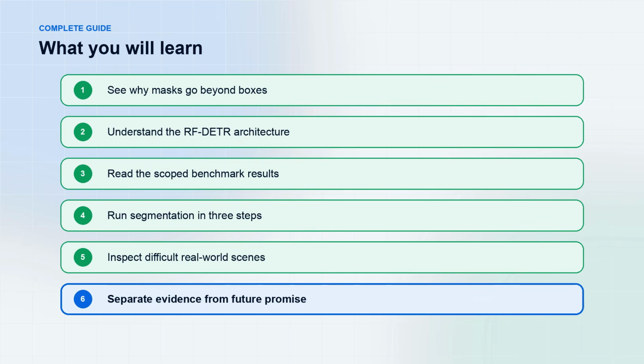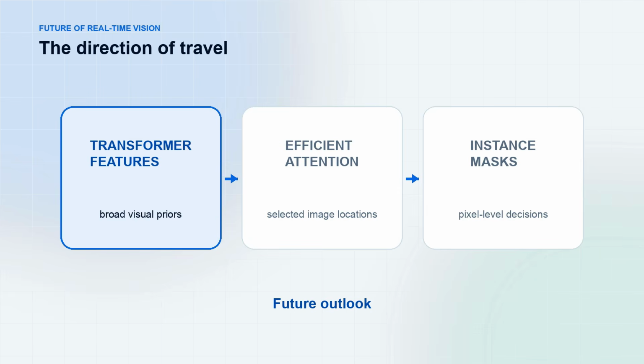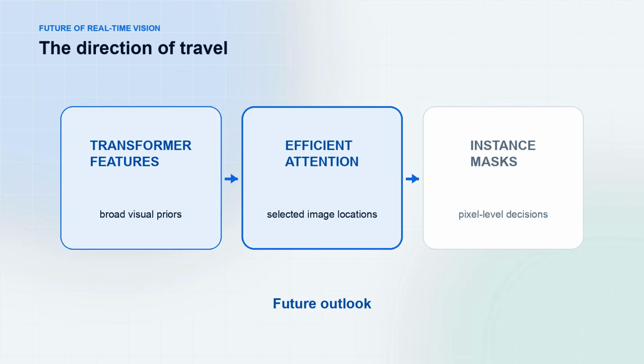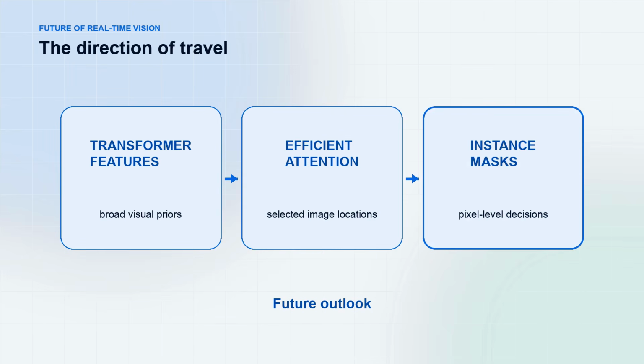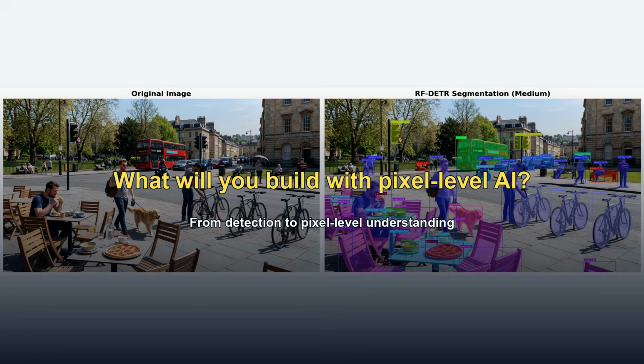Section 6. The future of vision. So what does this all mean? We are witnessing a fundamental shift right now. Hybrid architectures like this are writing the next chapter of computer vision history. We're seeing the immense power of transformers finally converging with the strict latency demands of real-time vision. It opens up possibilities that were simply science fiction just a few years ago. So the provocative question I want to leave you with today is this. As these tools become incredibly fast and incredibly precise, what will you build with pixel-perfect AI?